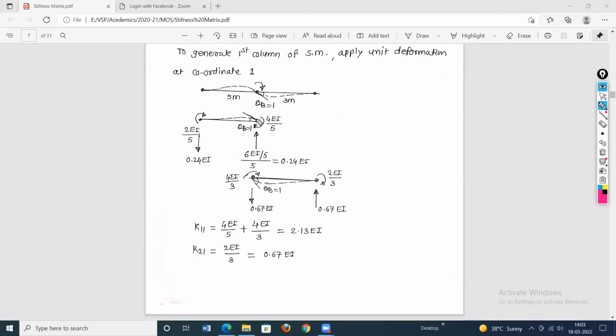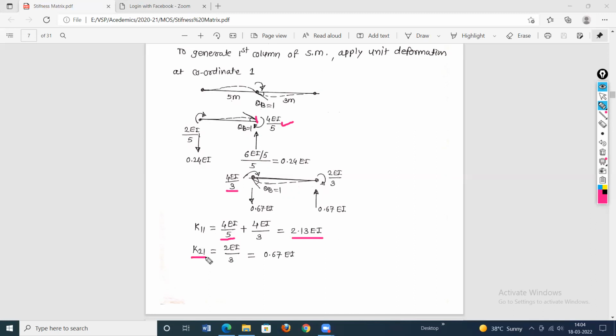So in the first element, at coordinate 1 here, what is this moment? 4 EI by 5, and its direction is clockwise. The assigned coordinate 1 direction is also clockwise, so it will be positive. So this is the first. Then in the second part, this is the moment produced at point B at the same location. So again, it is 4 EI by 3. What is the direction? Clockwise, and coordinate 1 is also clockwise. So both are positive. So the addition of this is equal to 2.13.